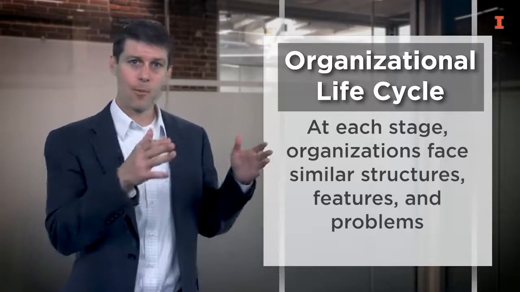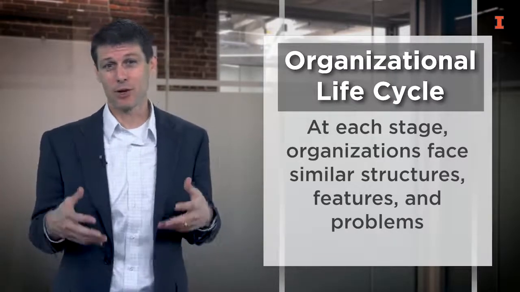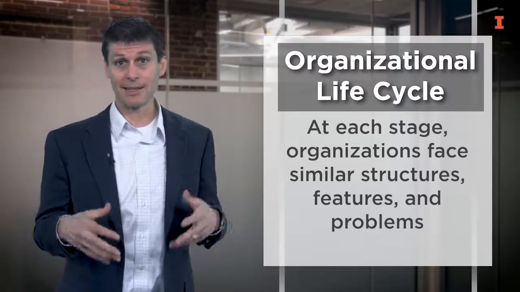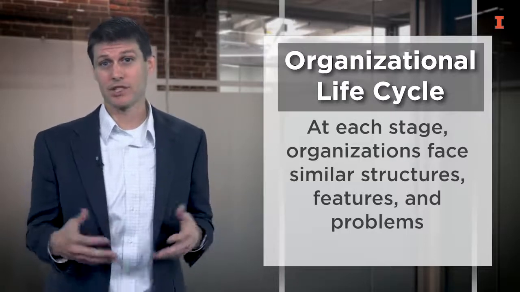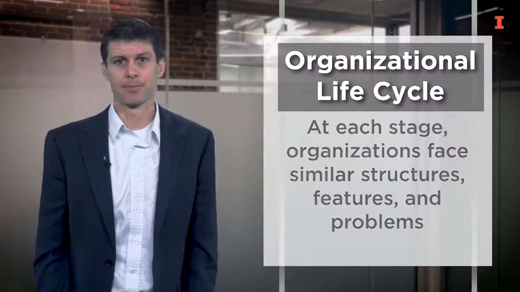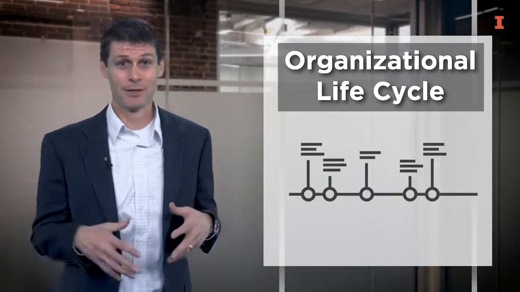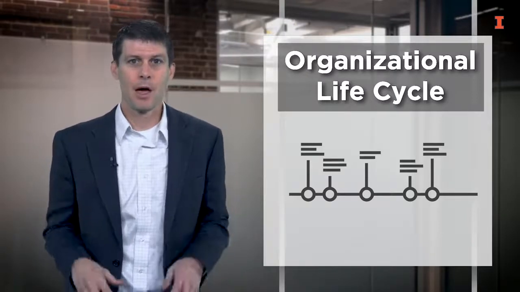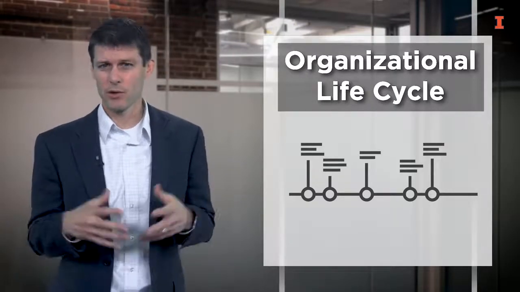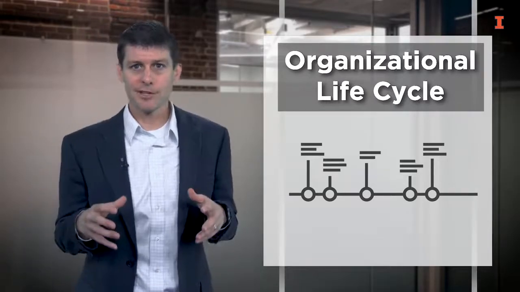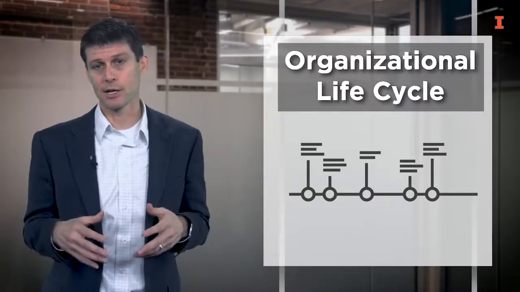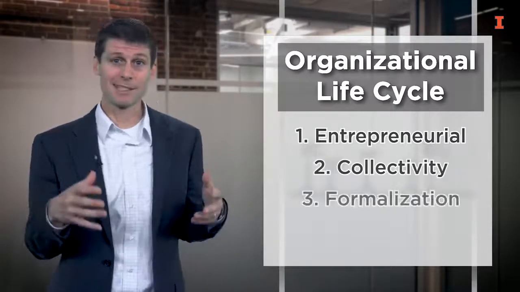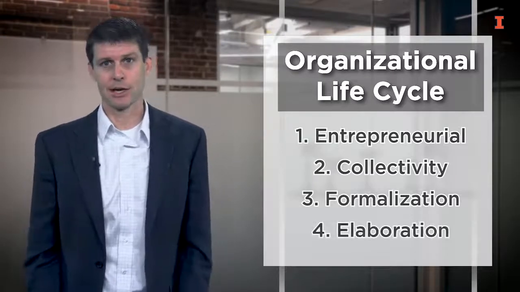If firms are going to move from one stage to the next, they have to overcome the crisis of that particular stage. So it's useful to understand these stages so that you can anticipate and effectively respond to the challenges that are likely to occur at each stage. Now, there are actually quite a few different organizational life cycle models out there, and there's lots of variants of any particular model. I'm going to introduce you to a well-known one that will give you the basic idea. This particular life cycle model explains 4 different stages that organizations typically go through. These are the entrepreneurial, collectivity, formalization, and elaboration stages.